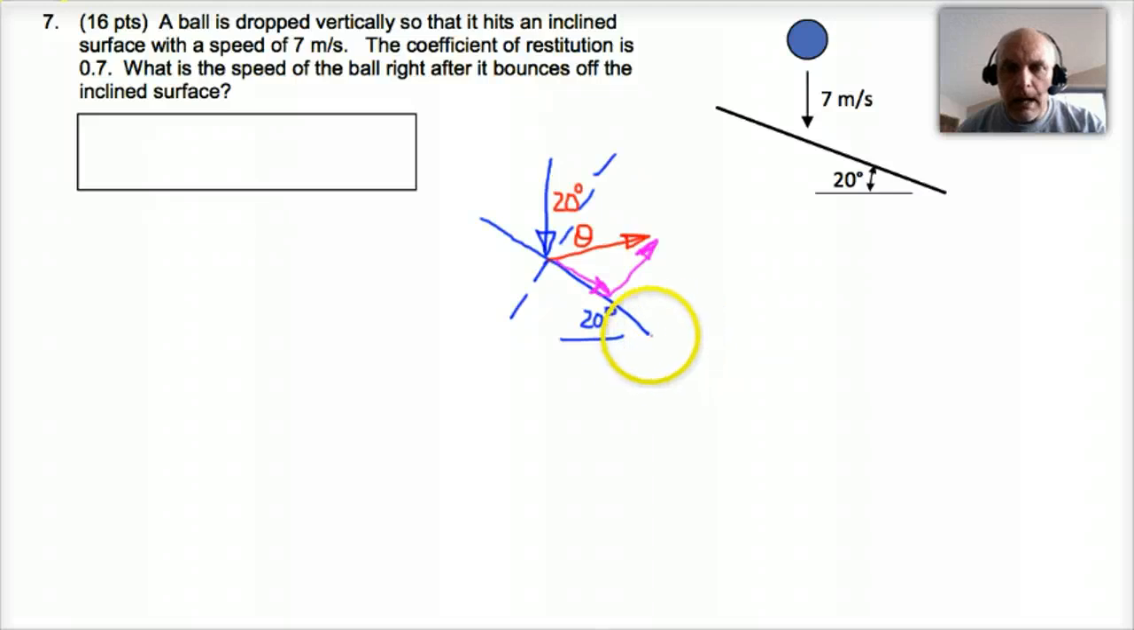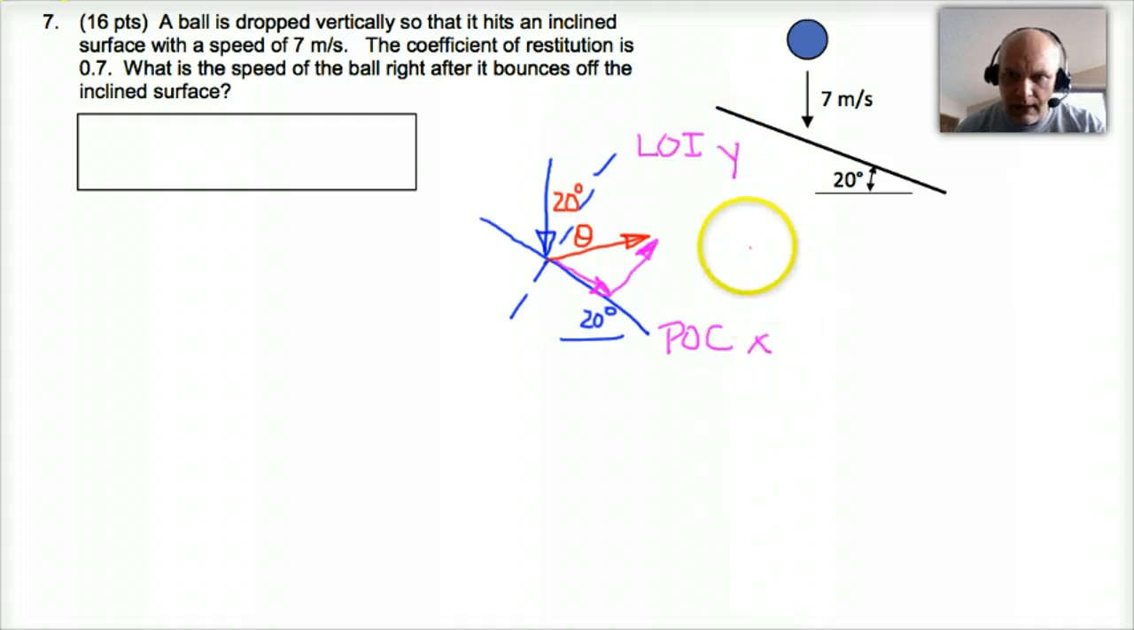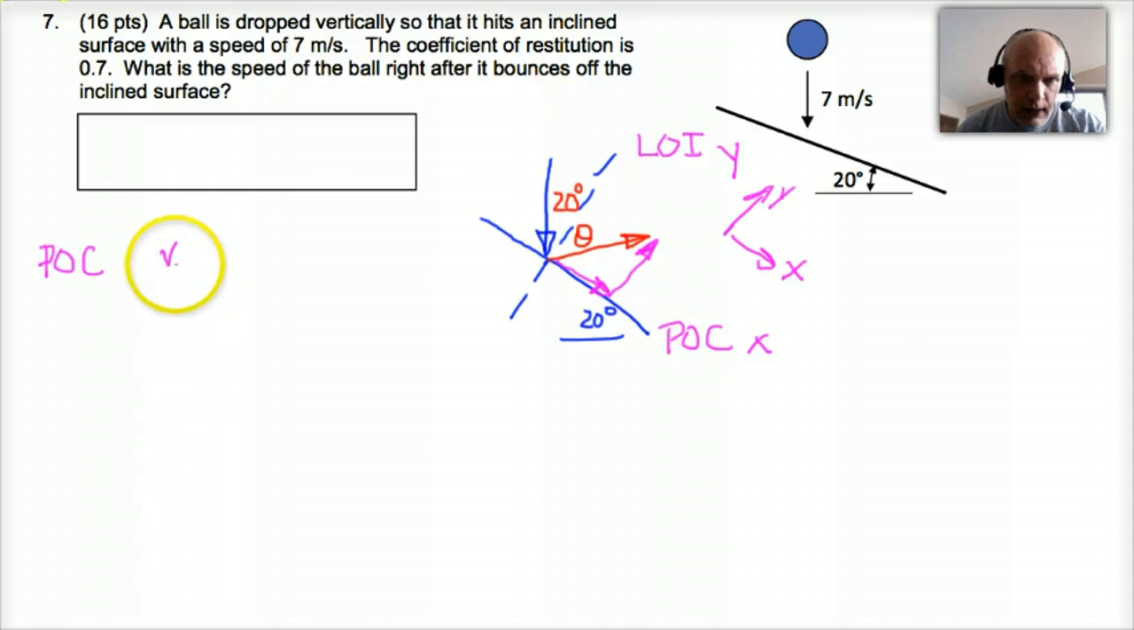Alright, we set up these sorts of problems by defining the plane of contact. In this case that's the incline, and then perpendicular to that, the line of impact. We'll call this one y and this one x, and we'll take x and y as positive like that. Along the plane of contact it's easy: the velocity in the x direction afterwards is equal to the velocity in the x direction beforehand.